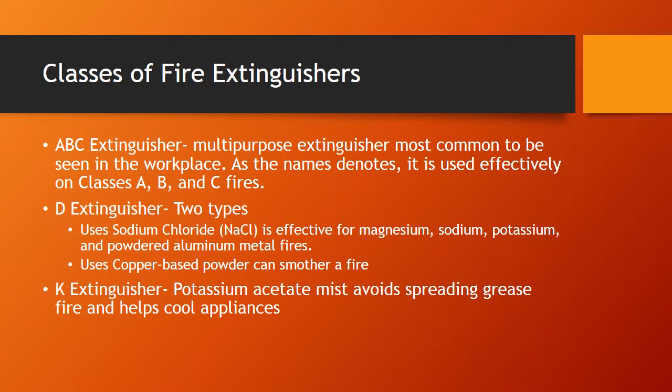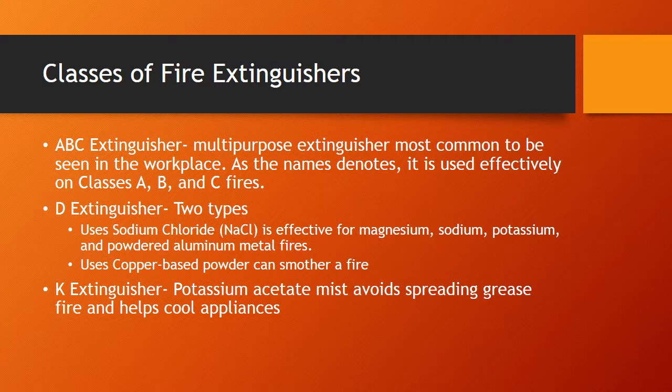Now that we talked about the different classes of fires, we can better understand the classes of fire extinguishers. The first class of fire extinguisher is your ABC extinguisher. As you see in the name, it works for Class A, Class B, and Class C fires. This is your multi-purpose extinguisher. It's the most common and seen in most workplaces.